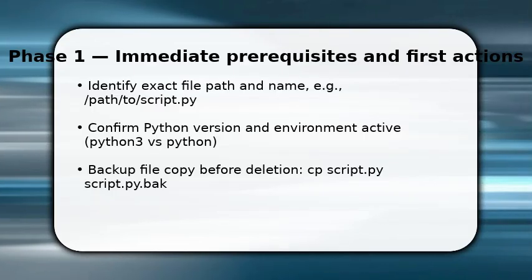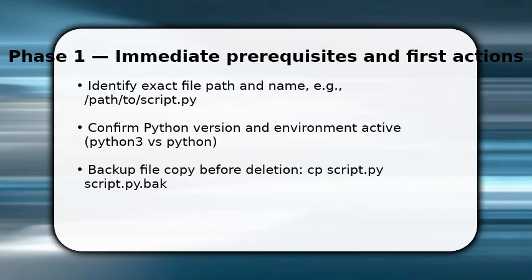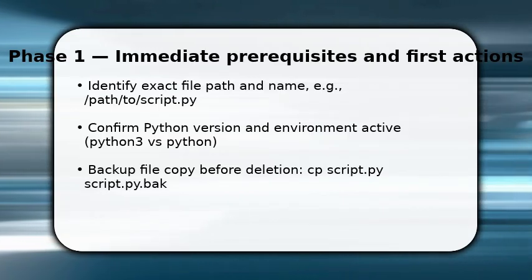You start by locating the file you will remove, find the full path, and confirm the running Python environment. Once done, create a quick backup copy so you can restore if needed. Make sure to stop any processes using the file, otherwise you may get permission errors.